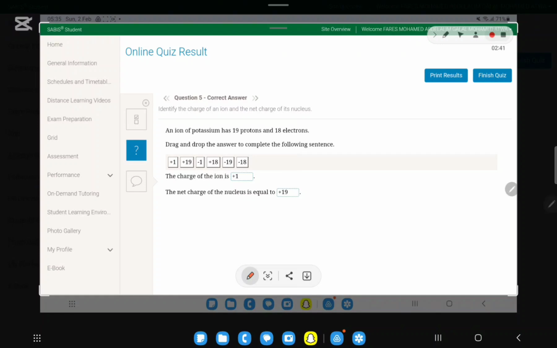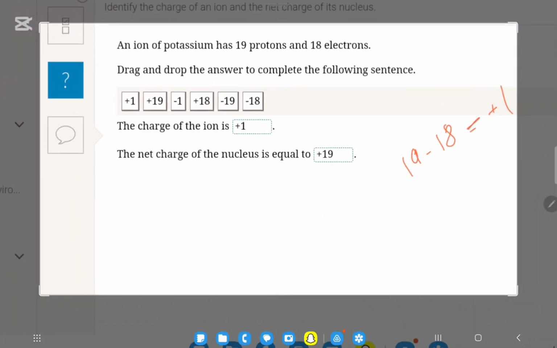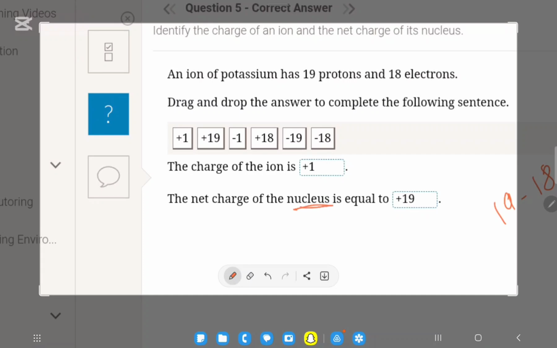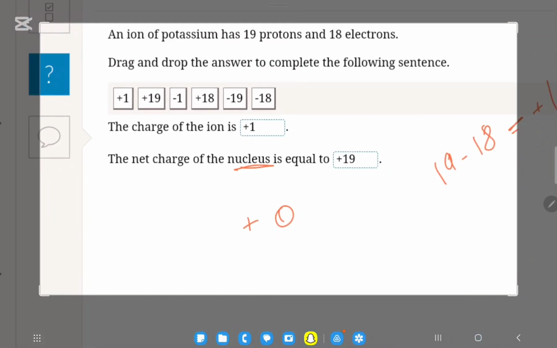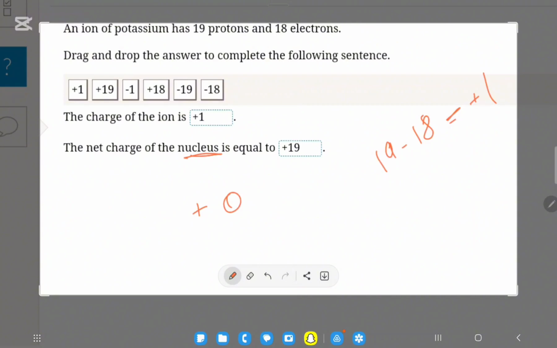Again, to find the charge of an ion, it's protons minus electrons, 19 minus 18. It is +1. The net charge of a nucleus: the nucleus has protons and neutrons. So 19, it's always the charge of the protons, so +19. The nucleus is always the charge of the protons, not electrons, just protons.